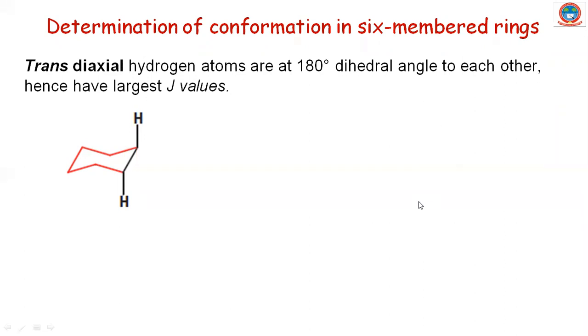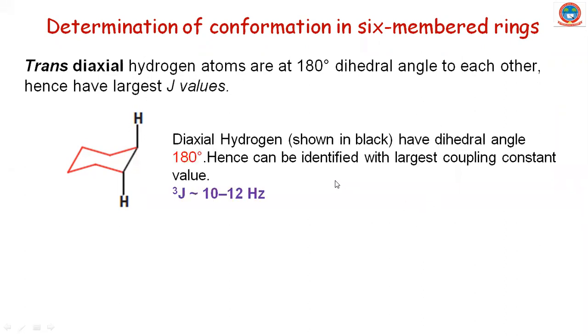Okay, fine. So now see. So their angle is of 180. These two hydrogens, which are shown in black, had 180, hence can be identified with the largest coupling constant, is 10 to 12. Remember this point. This will be our reference value, because we have a lot of work on cyclohexane here, and you are in future also. Many scientists are working in this area.